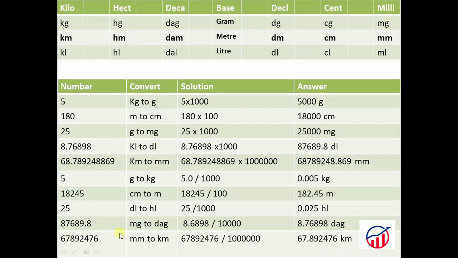So your decimal point will come after 67.89. So in this manner, once you write this particular table, you can convert from any unit, bigger to smaller, smaller to bigger: gram, milligram, centigram. This is your solid, this is your measurement, and this is your liquid. So this is how you can go about the conversion.